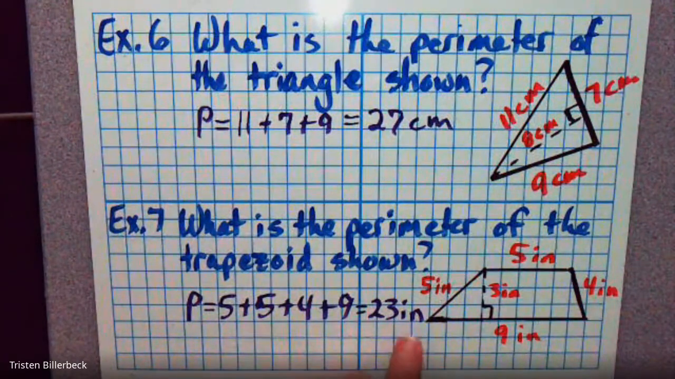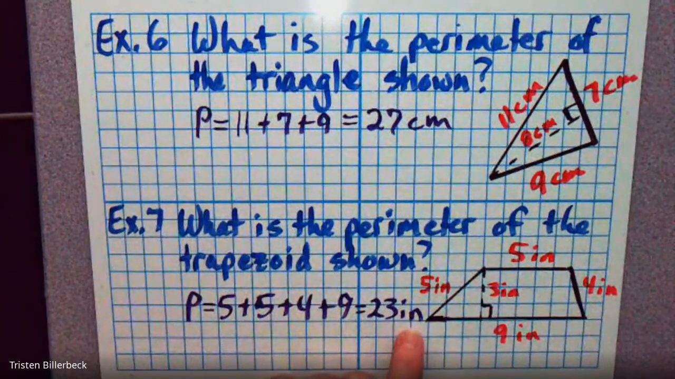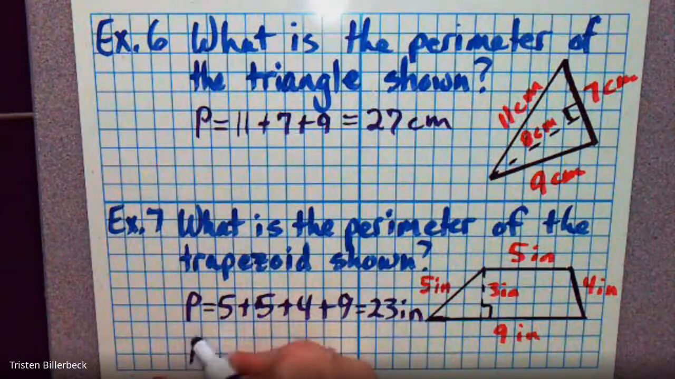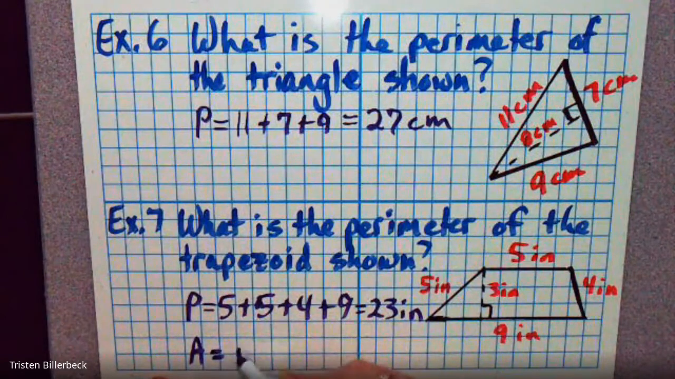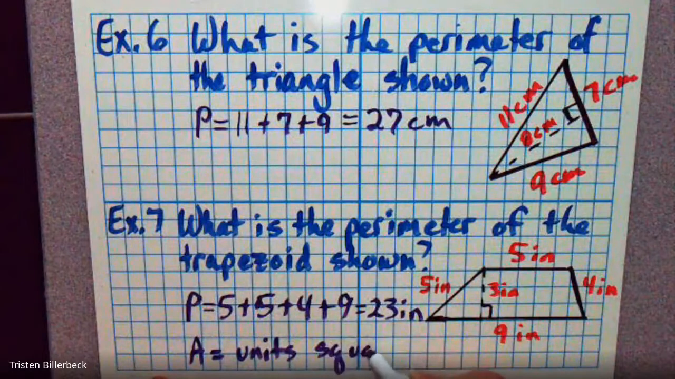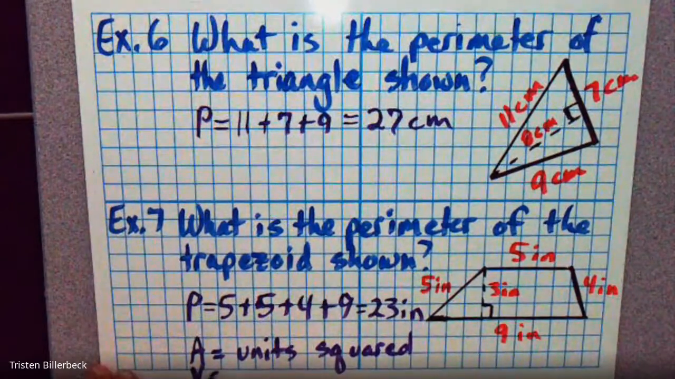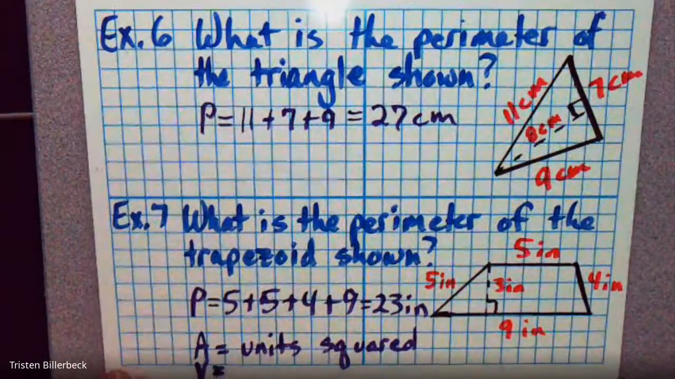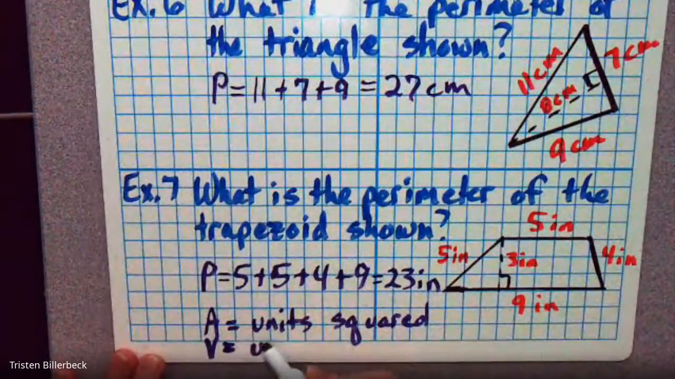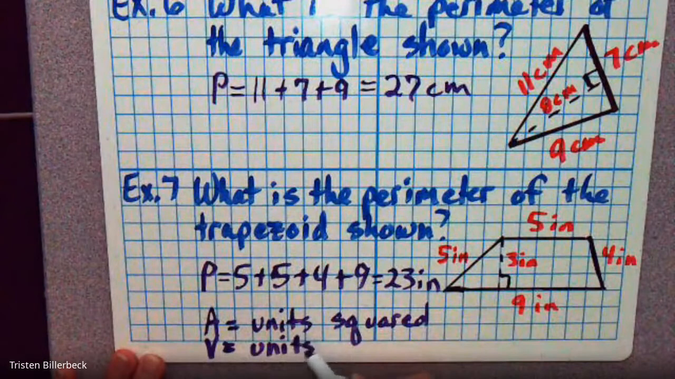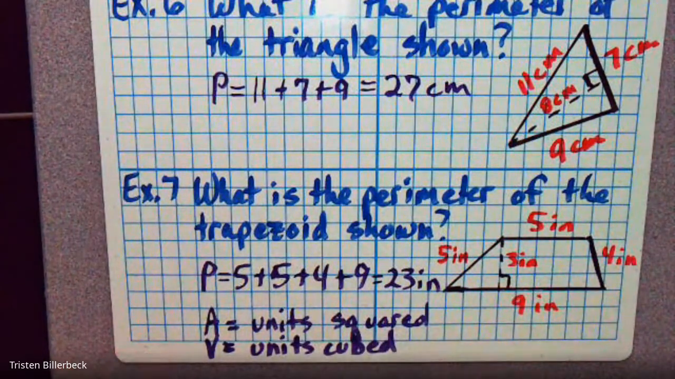And perimeter is always a linear unit. When we get to areas, we have area is square units. We would have units squared. Okay, and volume, we would have units cubed.